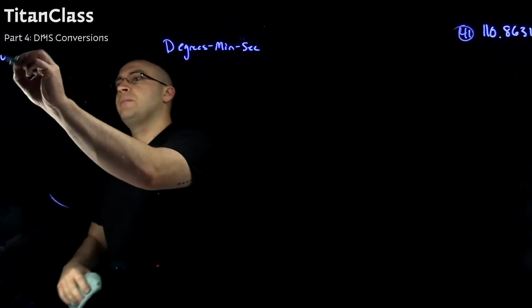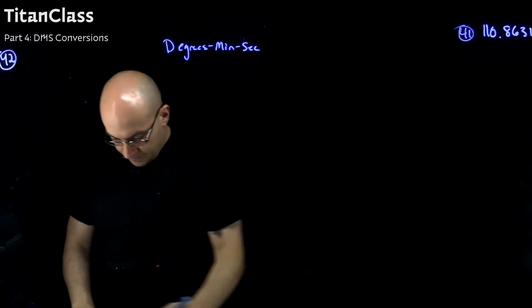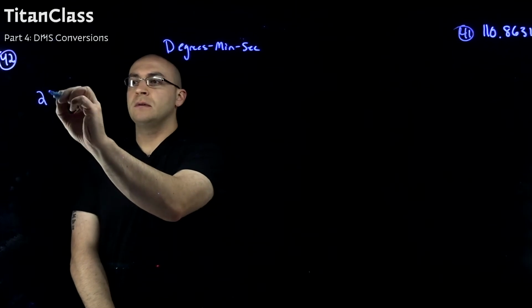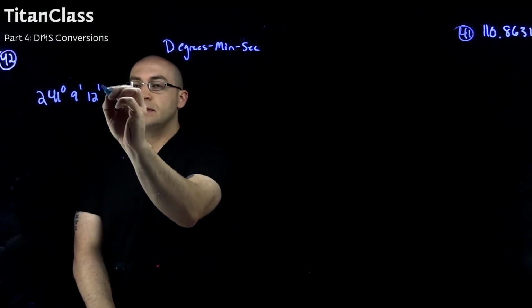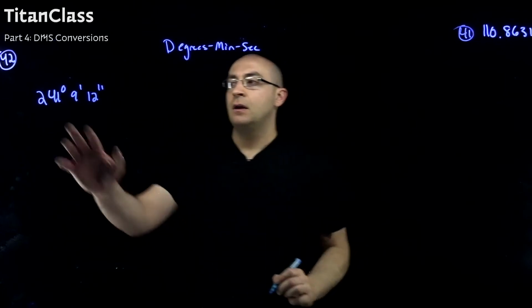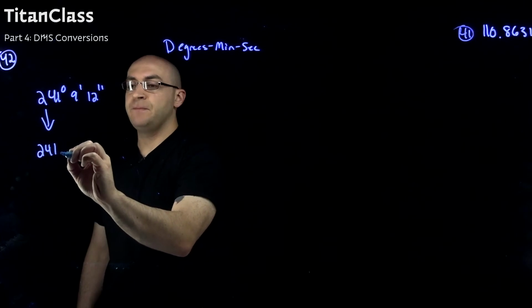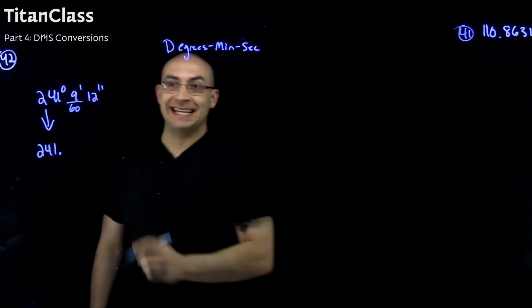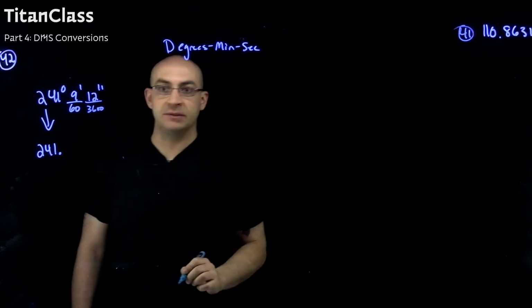Number 42. We'll cross out the ones that I'm done with. Okay, 241 degrees, 9 minutes, 12 seconds. All right, again, the 241 stays because that's a solid integer value of the degree measurement. 9 is a minute, I'm dividing it by 60. 12 is a second, I'm dividing it by its ratio, divided by 3,600.